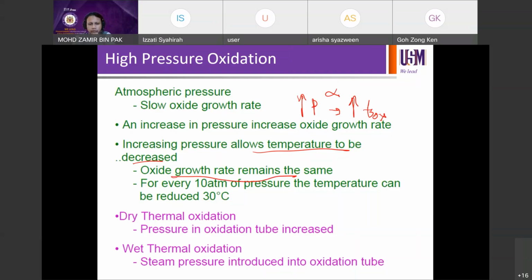For every 10 atm, 10 atmospheric pressure, the temperature can be reduced by 30 degrees. Okay, so 10 atm. So you can actually reduce temperature by 30 degrees in order to maintain the thickness of the oxide, right? So dry thermal oxidation, pressure in oxidation tube increase. Wet oxidation, steam pressure introduced into the oxidation tube. So for dry process, you can increase the pressure in the chamber, and then for the wet, you can increase the steam pressure in order to increase the pressure.